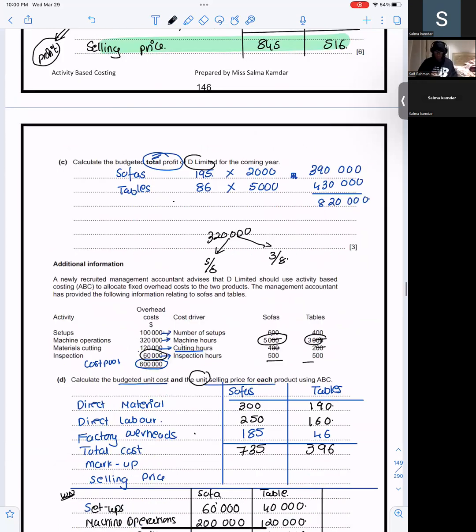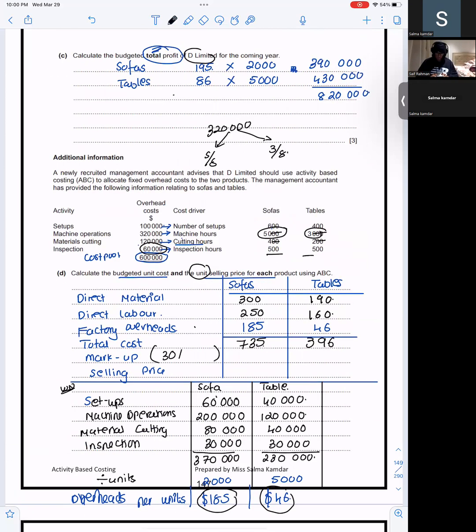Markup is 30% and 20%. 30% for sofas, 730, and 20% for tables. 220.5. And you get 79.2. So what is the selling price? You get 955.5 and 475.2.